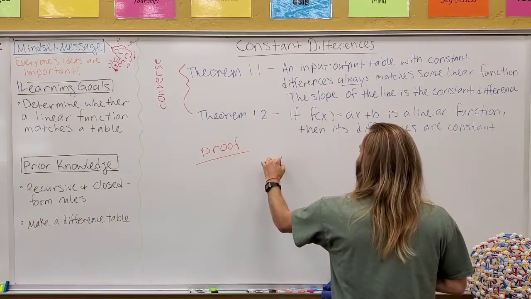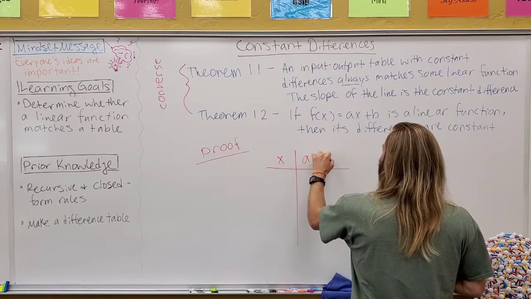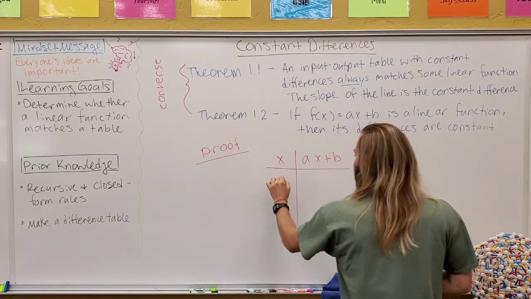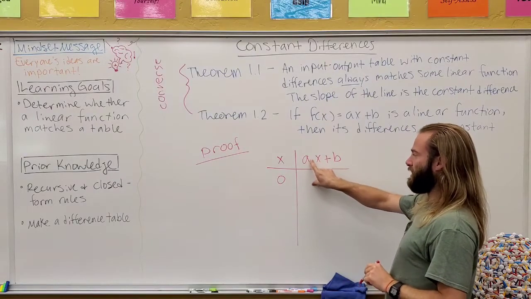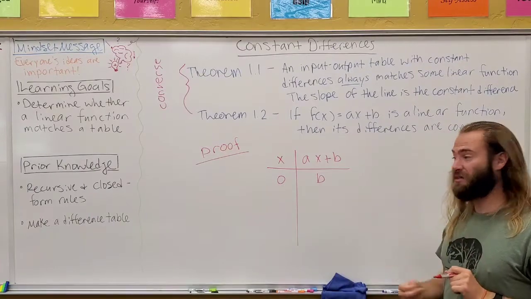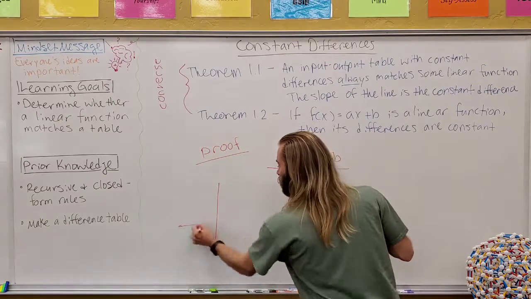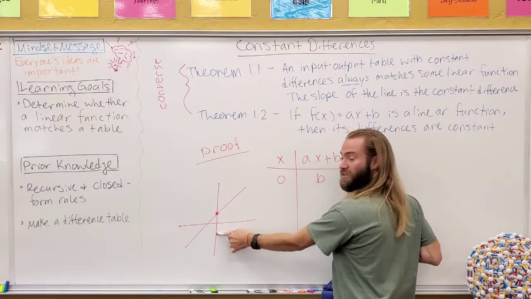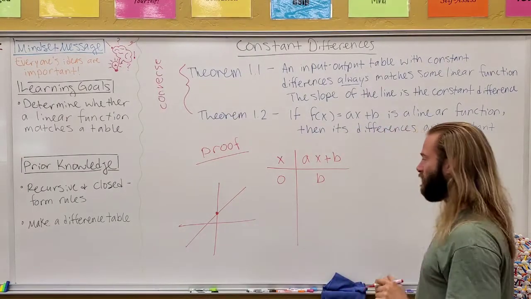So let's say we have x as my input and ax plus b as my output. When x is 0, let's just plug in 0 for x here: a times 0 is 0, so this only leaves me with b. And that again reminds us that this is the y-intercept. On a graph, the y-intercept is wherever it crosses the y-axis, and that always happens whenever x equals 0. So this is already showing us why that works.